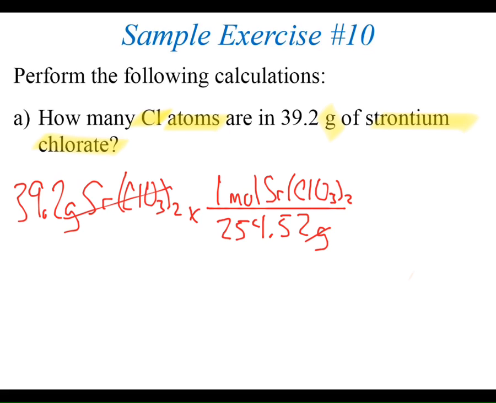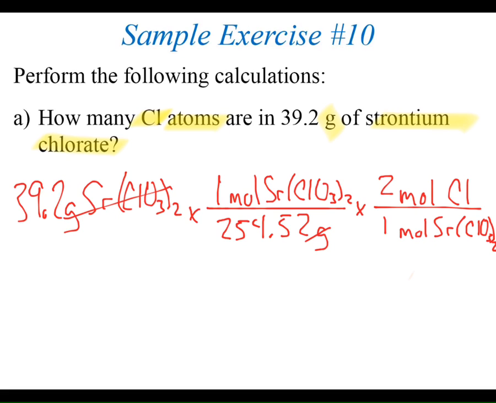Okay. So when I'm in the moles, this is when I do the mole to mole ratio. So I want to relate moles of strontium chlorate to my goal, which is chlorine. So let's put strontium chlorate on the bottom. Run out of room there. And chlorine on the top. What's the relationship? How many chlorines are in strontium chlorate? 2 chlorines for every 1 strontium chlorate.